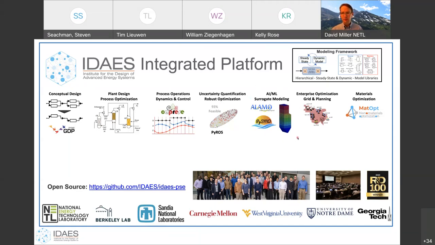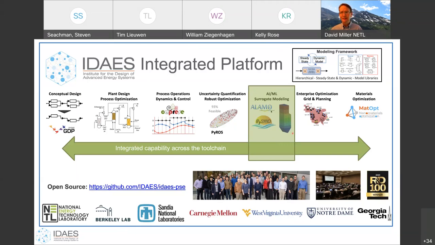Integral to making all of this work are a number of AI and machine learning surrogate modeling tools and capabilities that I'll talk in more detail about in a minute. These include Alamo, which is a unique optimization-based AI ML tool for creating models specifically tuned to be able to be optimized and used within an optimization formulation. And Pismo, which is a Python-based tool set that works seamlessly within IDAES. And then as we go to the larger scales, we also have capabilities looking at enterprise optimization for resource planning, integrating with grid operations, and then also down to the material scale for optimizing materials that might go into, say, a carbon capture process. So the AI and machine learning tools specifically help us bridge across scales and across this entire tool chain.